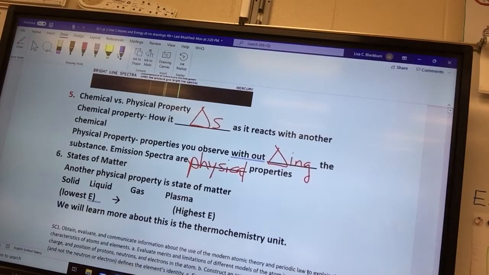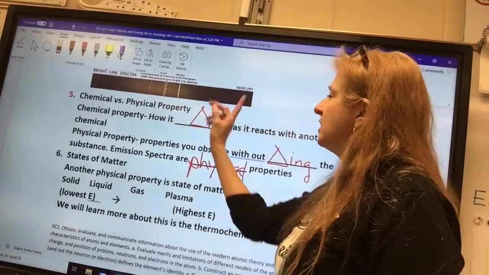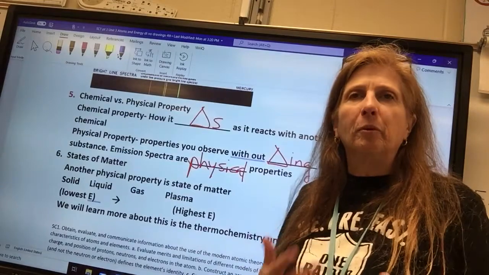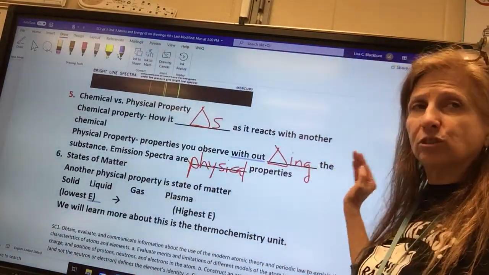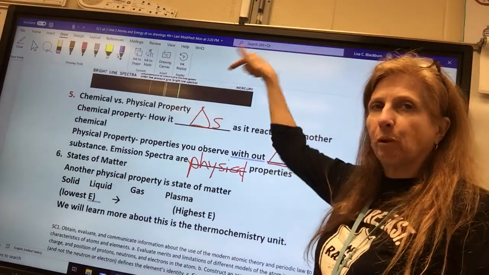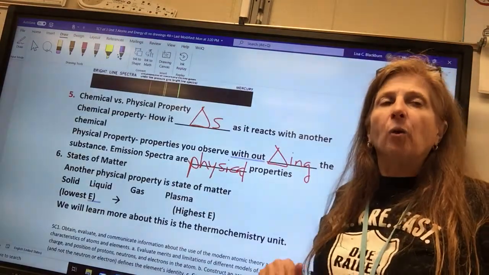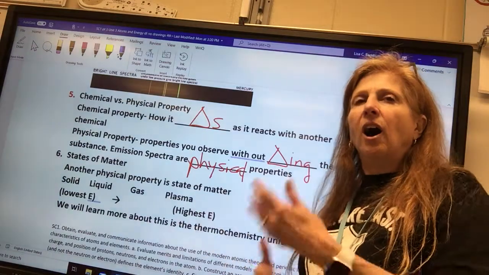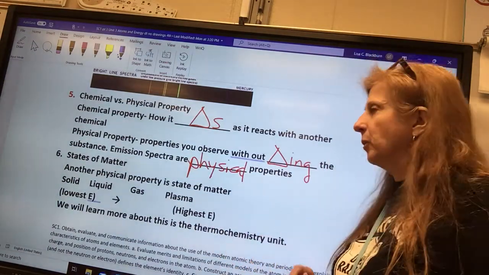All right. So a triangle is delta. It means change or difference. So a chemical property is how something changes when it goes in a chemical reaction. A physical property you observe without changing the element. And emission spectrum, this broken rainbow, this fingerprint, is a physical property. We're going to do more with physical properties and chemical properties, just sort of off and on throughout the semester. I don't really put it in any one unit.